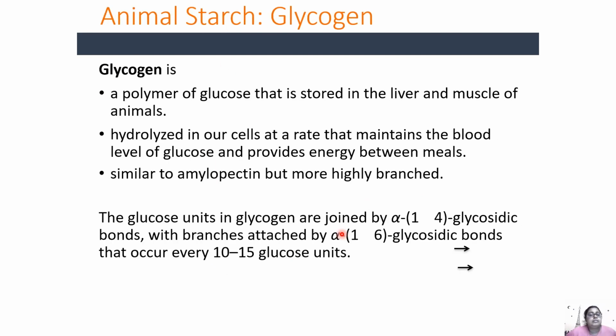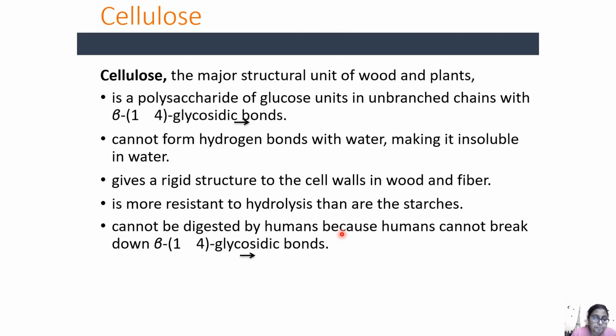Another animal starch is glycogen. Glycogen is a polymer of glucose that is stored in liver and muscle of animals. It's hydrolyzed in our cells at a rate that maintains the blood level of glucose and provides energy between meals. It is similar to amylopectin, because we know that amylopectin from starch is also branched. Amylose is not. Glycogen is similar to amylopectin but more highly branched. The glucose units in glycogen are joined by alpha 1,4 glycosidic bonds with branches attached by alpha 1,6 glycosidic bonds that occur every 10 to 15 glucose units.